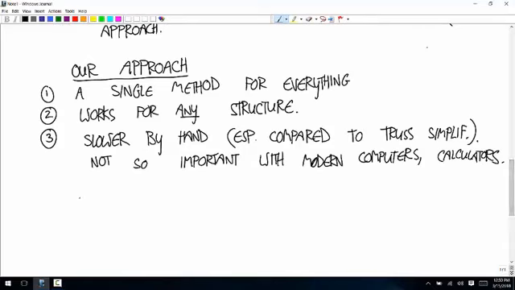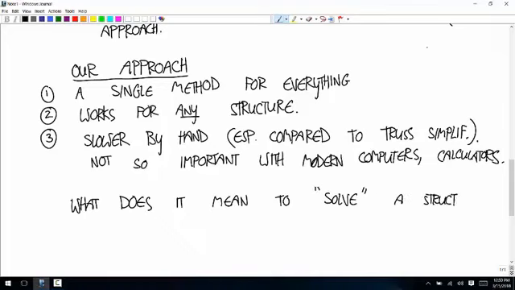What's the goal with structures? So what does it mean to solve a structure? What's the goal?